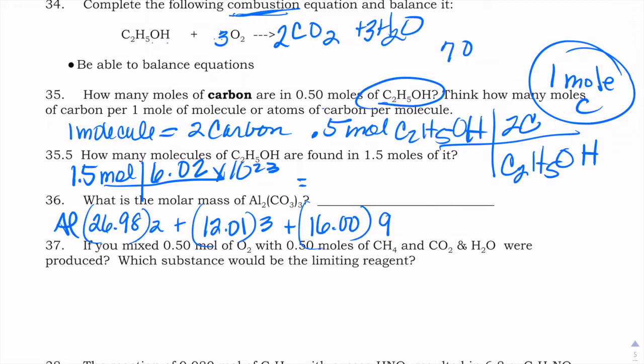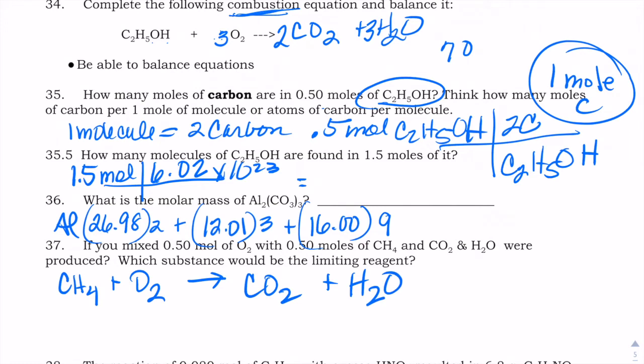If you mix a 1/2 mole of oxygen with a 1/2 mole of CH4 and carbon dioxide and water are produced, what would be the limiting reactant? Well, first we have to write the equation. CH4 plus O2 gives us CO2 plus H2O. 1 carbon, 1 carbon, 4 hydrogens, 4 hydrogens, 2 oxygen, 2, 4, so we would need a 2 there.